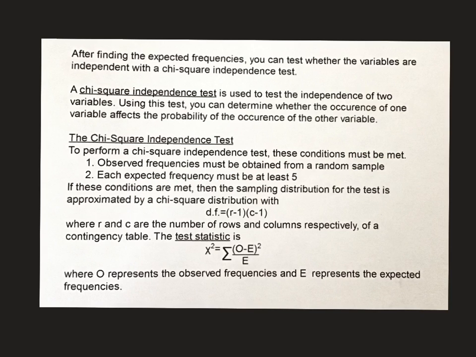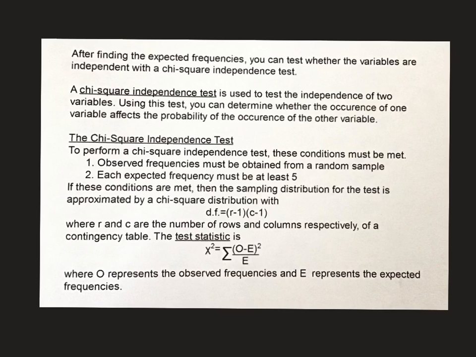So after you find your expected frequencies, you can test whether the variables are independent with a chi-square independence test. So we're still using the chi-square table on page A19. It's used to test the independence of two variables. So using that test, you can determine whether the occurrence of one variable affects the probability of the occurrence of another. So you've got two conditions. Observed frequencies must be obtained from a random sample. Expected frequencies have to be at least 5.